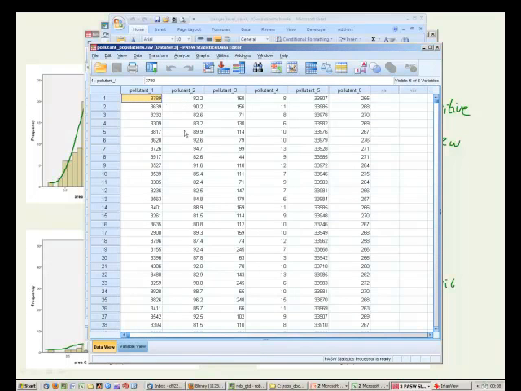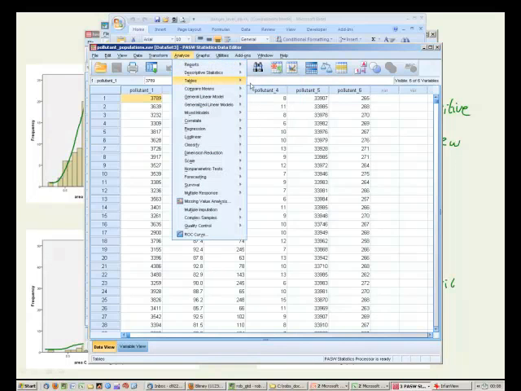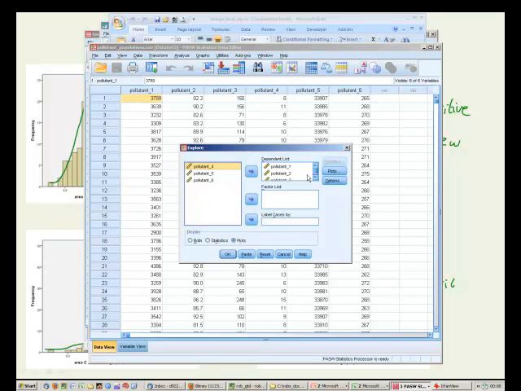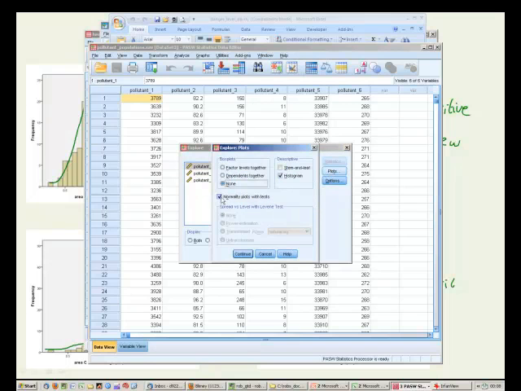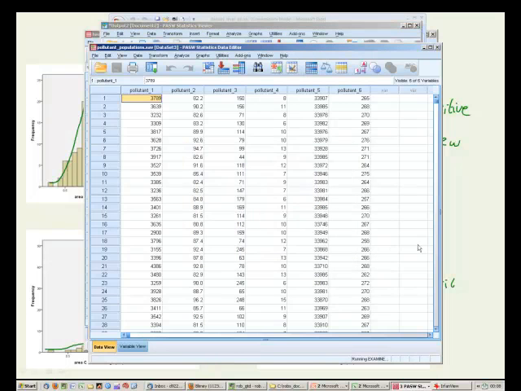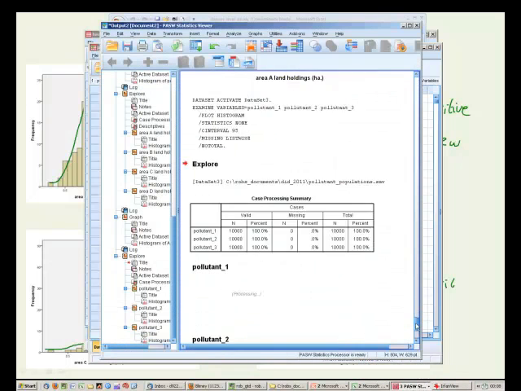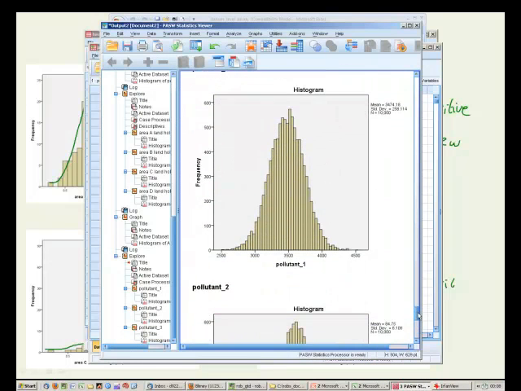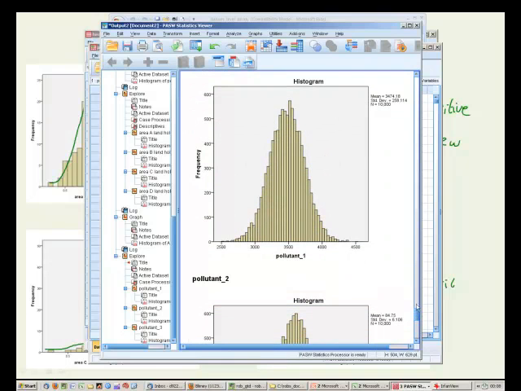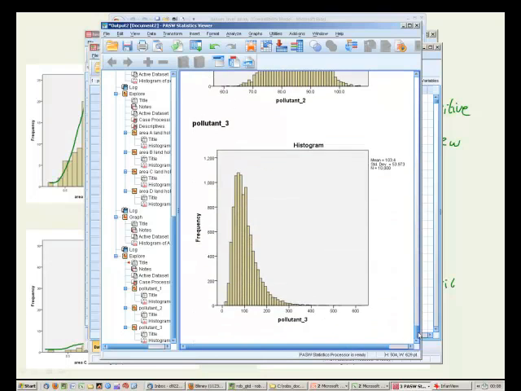Now, if we do the explore command again, okay, I've already put those in there. We're just going to look at plots, just histograms. And here they are. And hopefully you can see that this is pollutant number 1, number 2, and number 3.